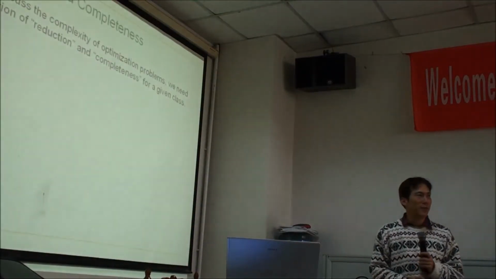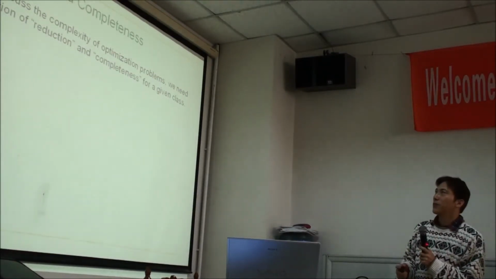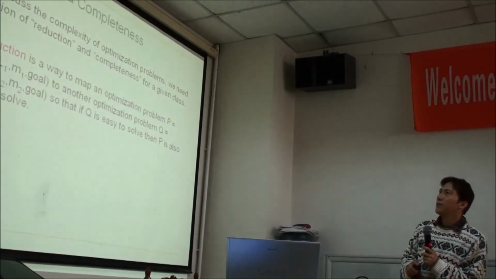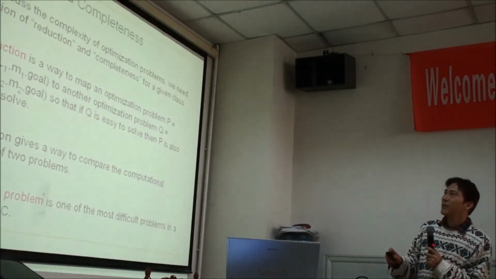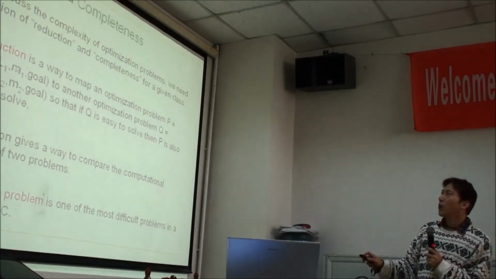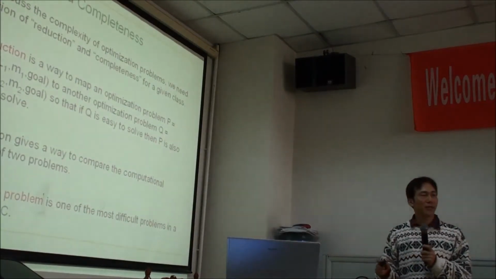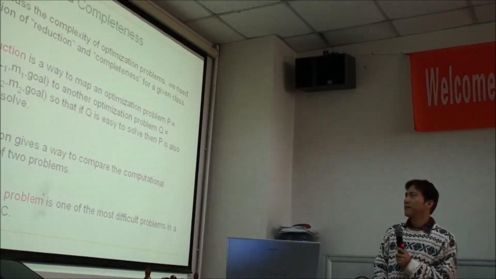Now, for completeness, because the optimization is actually weakened, we have to weaken the reduction as well. Instead of the standard polynomial time reduction, we take a logarithmic space-bounded reduction. And then we can define the complete problem.